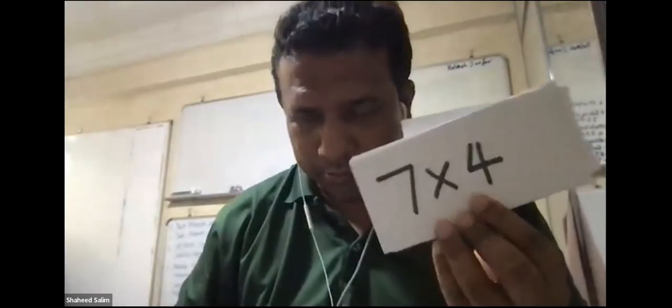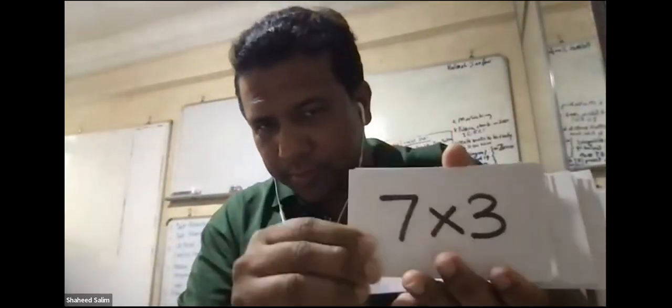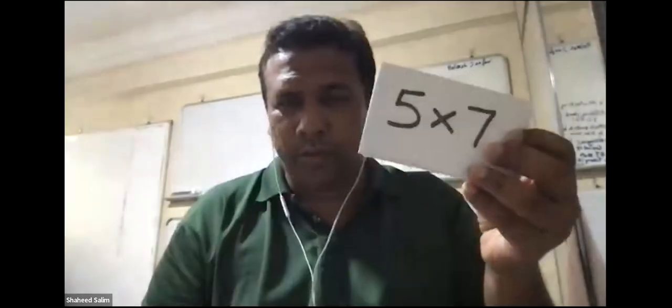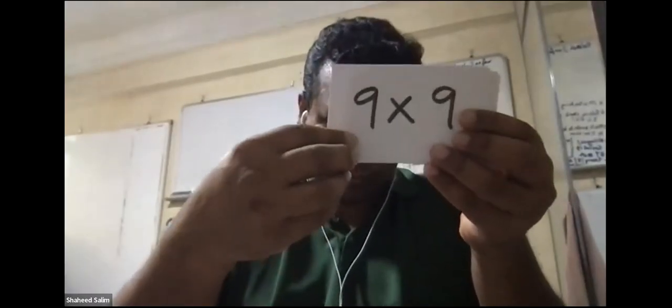Oh, ya Allah. Okay. Sorry. Okay, 14. 28. Good. Alamak, sorry, 21. Good. 6. Good. 18. Good. 4. Good. 9. Good. 30. Good. 27. Good. 24. Good. 35. Good. 12. Good. 80. 9 times 9, 81. 30. 36. 9 times 4, 36. 24. Good.